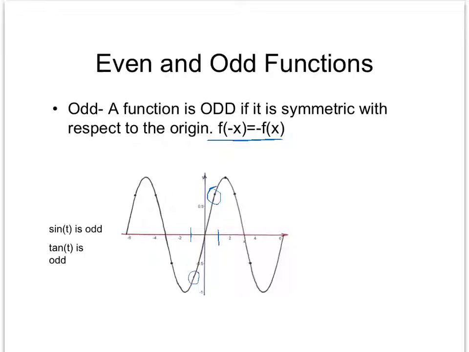Notice sine of t is the graph here. It's odd. So whatever value positive x has, the negative x has that negative value. Tangent is also odd. If we draw a tangent really quick here, the same thing happens. One's negative, one's positive. We're going to talk more about even and odd functions and how they can be used later on, but here we're just introducing them a little bit.